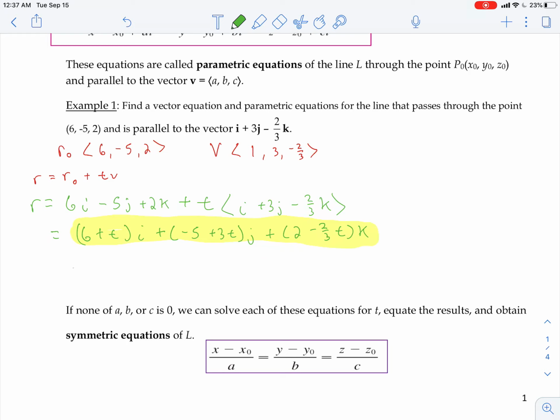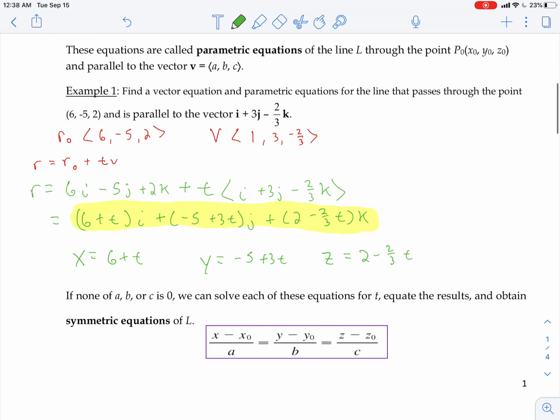And then we want to put this in terms of parametric equations, which isn't going to be bad. x equals 6 plus t. y is equal to negative 5 plus 3t. Again, you could write that 3t minus 5. And z is equal to 2 minus 2/3 t.